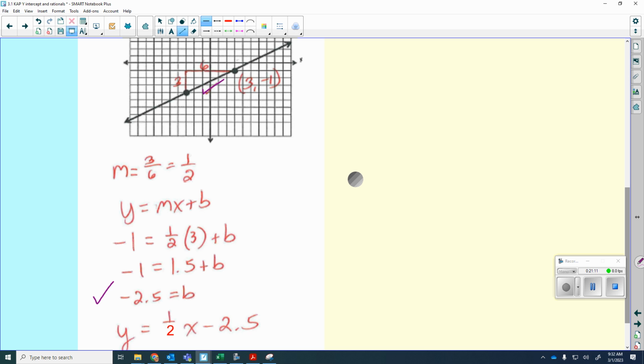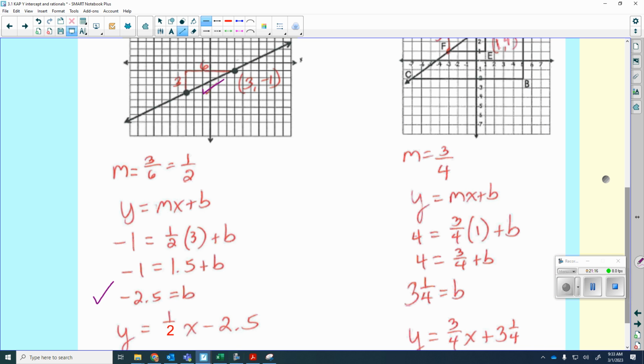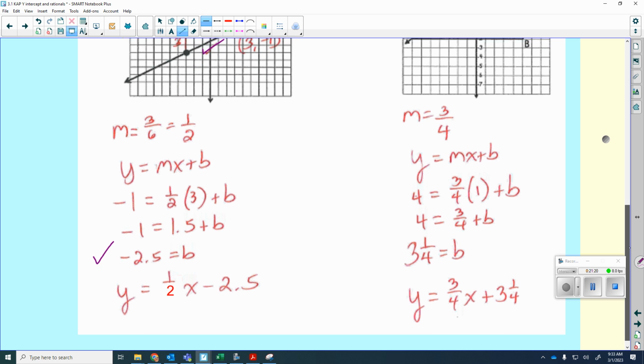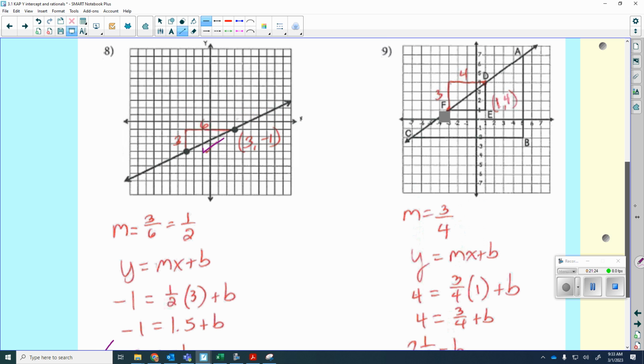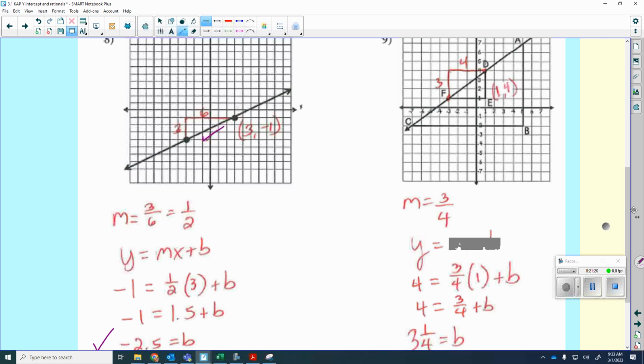Do we need more time on the one on the right? Take a few more seconds. Let's look at the one on the right. Did you get that b was 3 1/4? So then the equation would be y equals 3/4 x plus 3 1/4. And looking at the original, it's just above 3. So 3 1/4 is reasonable. Ready?